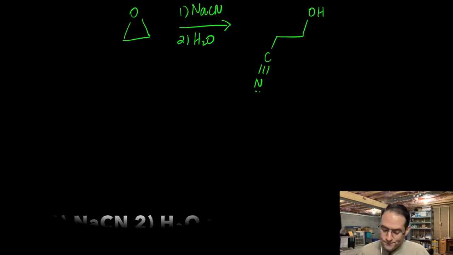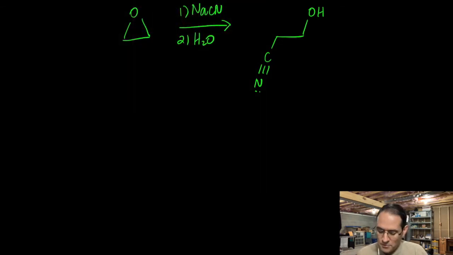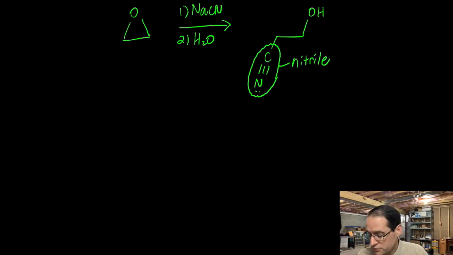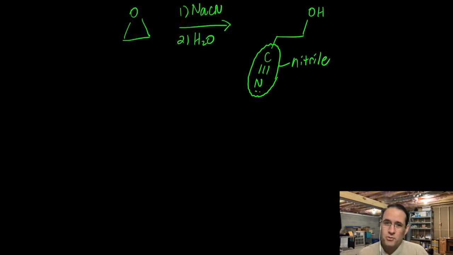Now, let's look at yet another example. Here's sodium cyanide in step 1 and then water in step 2. Sodium cyanide is going to install this nitrile functional group. Whenever you have a carbon-nitrogen triple bond within your molecule, we call that a nitrile functional group. The nitrile functional group shows up a few times in this chapter as well as subsequent chapters, so it's a good idea to memorize and recognize that functional group now.